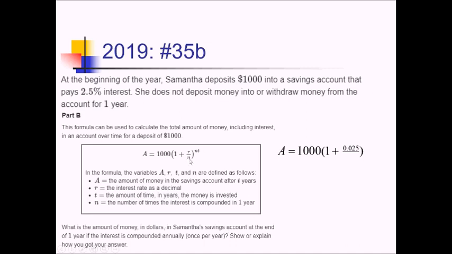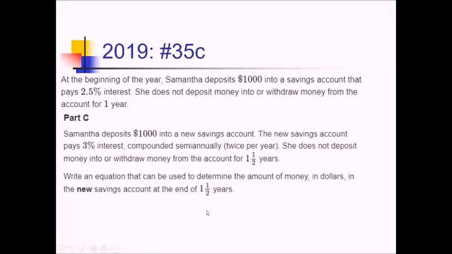so N is 1. N gets used again up here in the exponent, still 1. Time, well, we're leaving this in here for 1 year, so that's also a 1 up there. And you could use a calculator, but at the end of the day, this is just 1,000 times 1.025. We're just going to move the decimal over 3, so that's going to be 1,025. Again, you could have used a calculator, though.